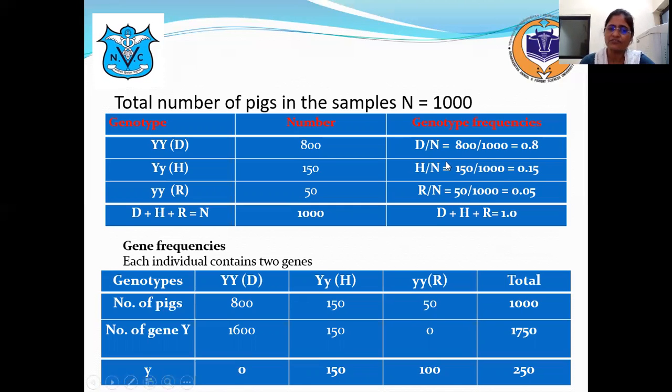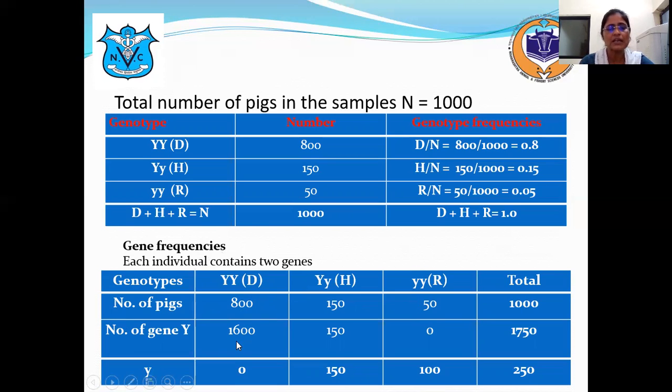Next one is gene frequencies. For the calculation of gene frequencies, we know that each individual contains 2 alleles. That is, for genotype YY, we have 2 dominant alleles. For heterozygous, we have 1 dominant and 1 recessive. And for homozygous recessive genotype, we have both recessive alleles. So the number of pigs for homozygous dominant is 800. But in our homozygous dominant genotypic individuals, there are 2 dominant alleles, that is capital Y, capital Y.